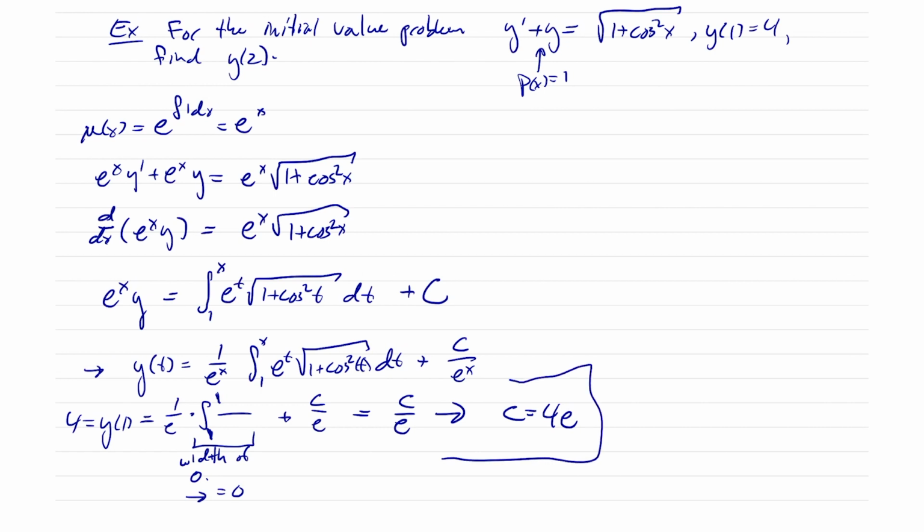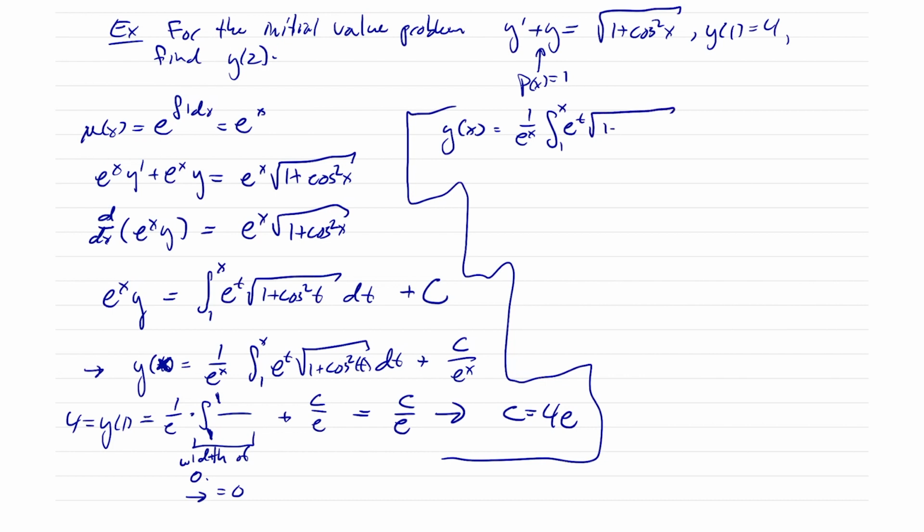Okay, so what does that leave us? We now have this much. Y of x, that should have been x. I started saying t and I got carried away. Y of x is equal to 1 over e to the x times the integral from 1 to x of e to the t square root of 1 plus cosine squared of t dt plus 4.